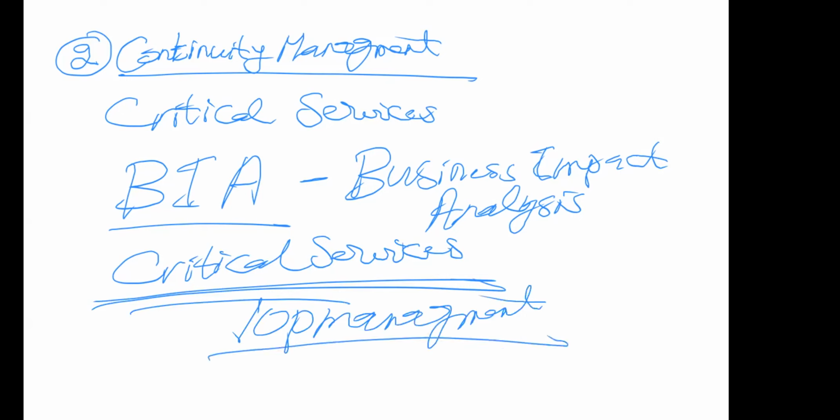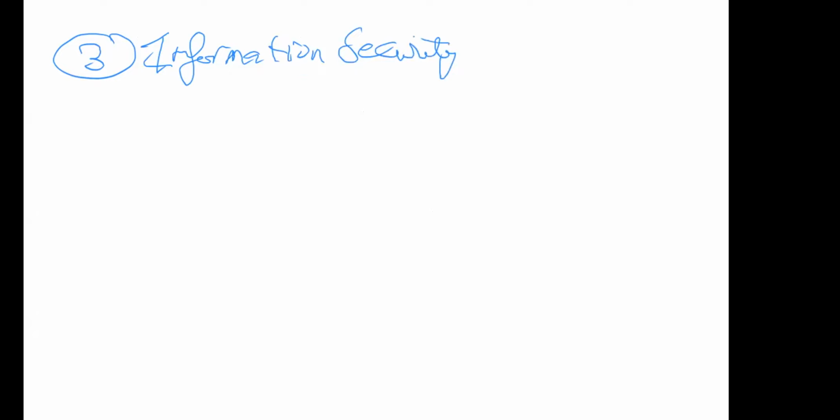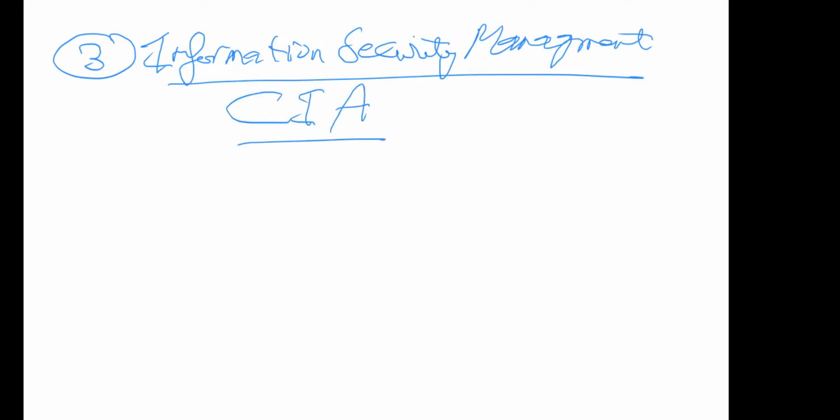Okay, this is number 2 for the continuity management. Number 3, you have the information security management. Of course, I will not speak about this at all because you are familiar with it. The only thing I want to tell you is that information security management will protect the CIA of any asset.